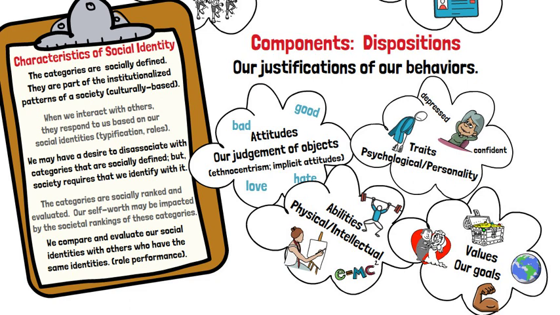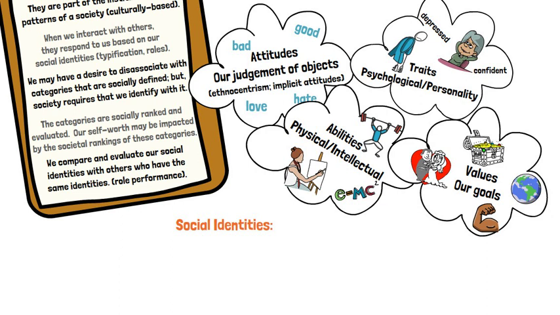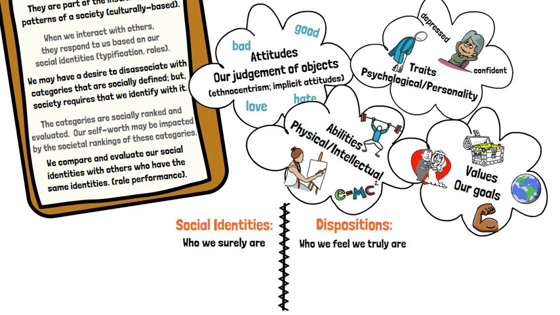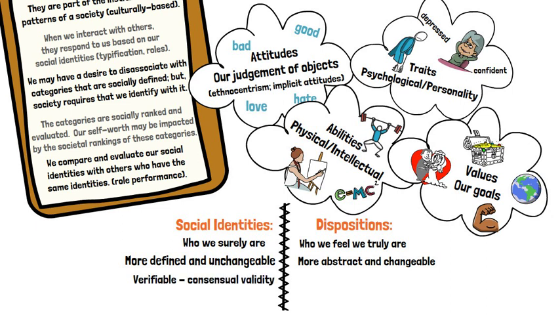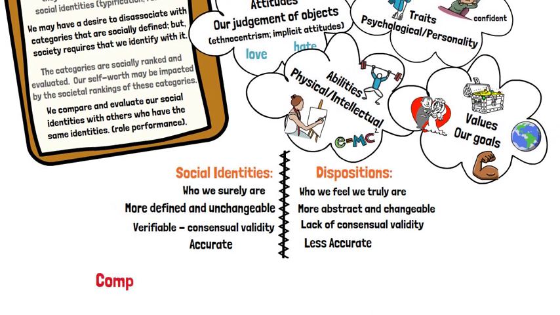elements versus dispositional elements? There are some important differences when we look at the implications for our definition of self between our social identities and dispositions. Social identities are who we surely are, and dispositions are who we feel we truly are. Our social identities are more defined and unchangeable, whereas our dispositions are more abstract and changeable. Our social identities are verifiable, that is, they have consensual validity by others, whereas our dispositions lack this consensual validity. Our social identities tend to be more accurate than our dispositions.